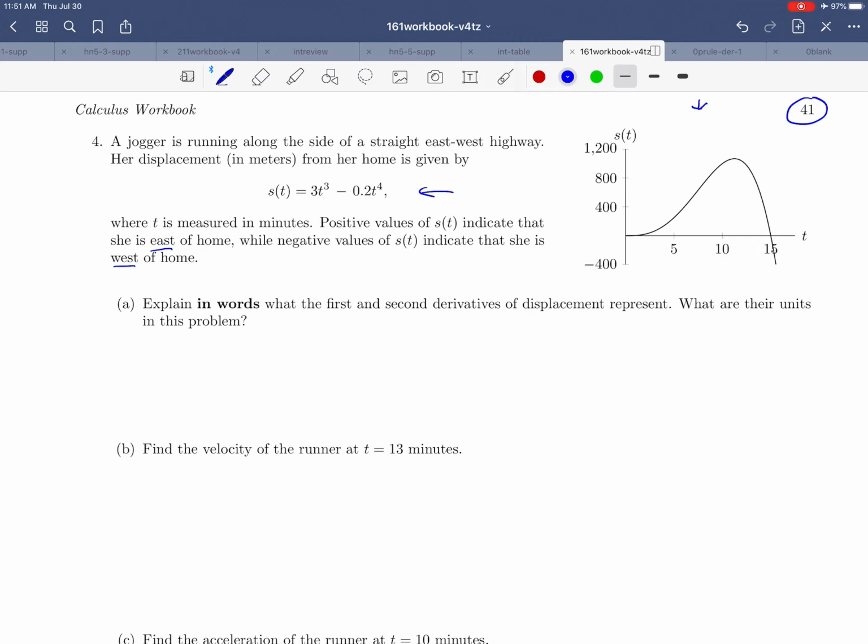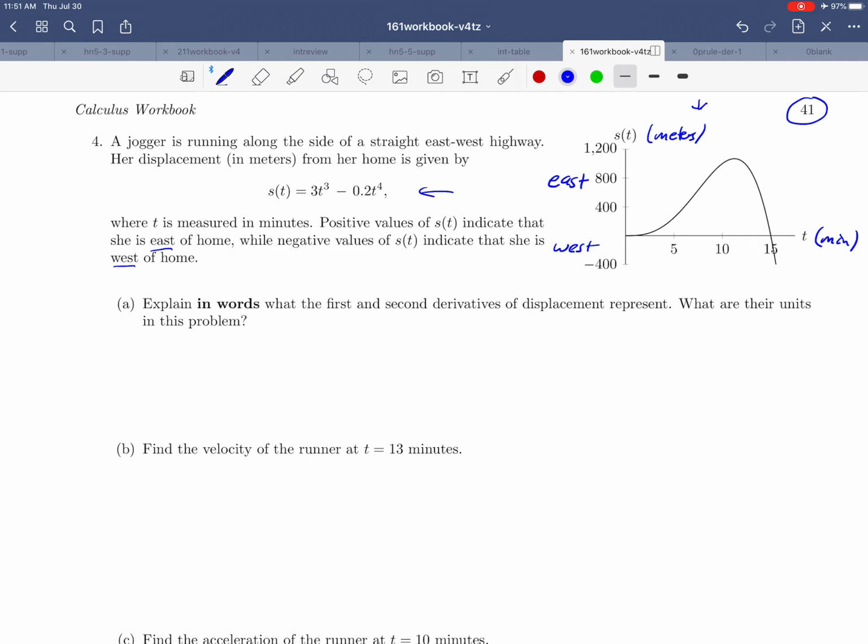Okay, so let's start by labeling units and thinking about the situation a little bit. On the horizontal axis, we've got t, which is being measured in minutes, and s of t is representing a position in meters. Just to remind you, there's a meaning to positive and negative output values. Above the t-axis we're talking about distances east of home, and below it, west of home. We'll keep that in mind as we work through the problem.